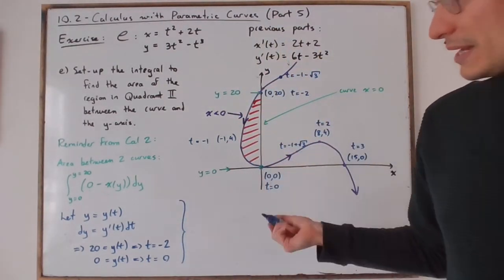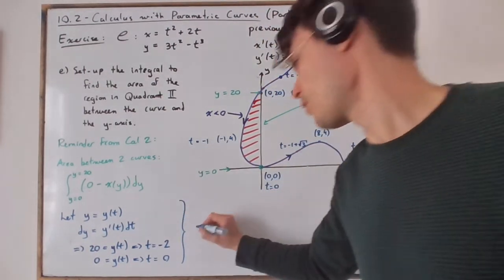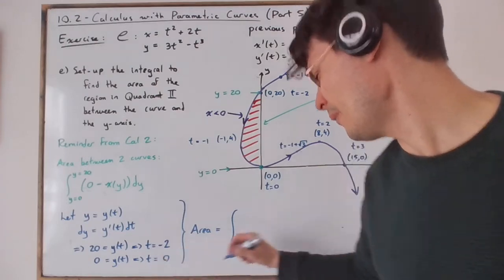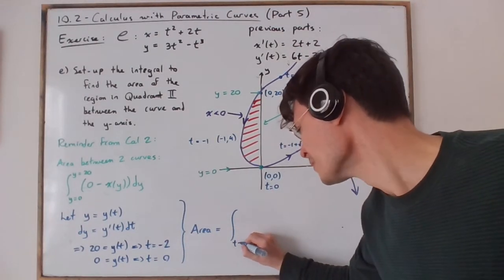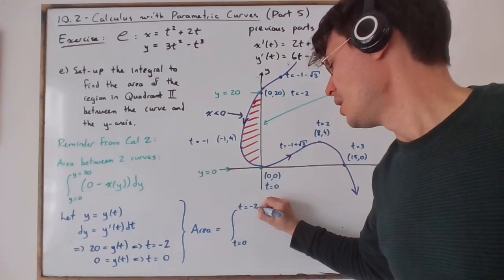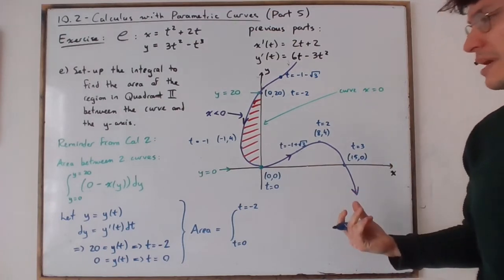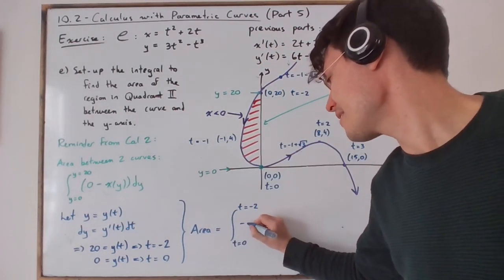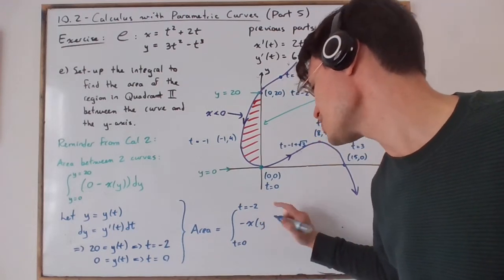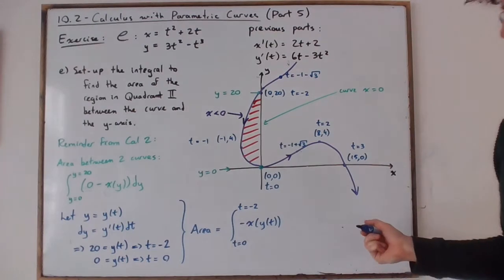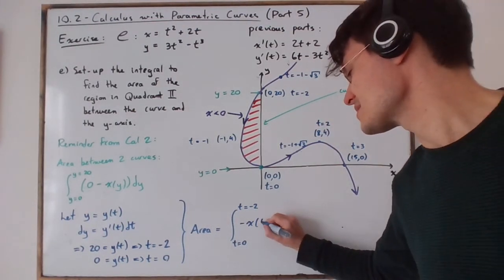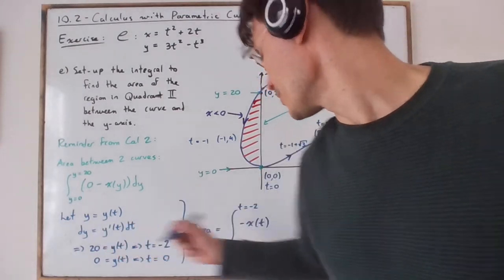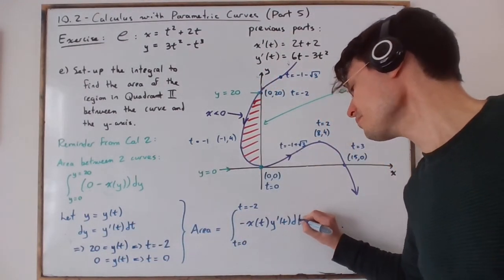So it means that the area we are looking for is equal to the integral from t equals 0 to t equals negative 2. Instead of negative x of y, we're going to have negative x of t, because the variable y now changes to a variable t. But our dy turns into y prime of t dt.